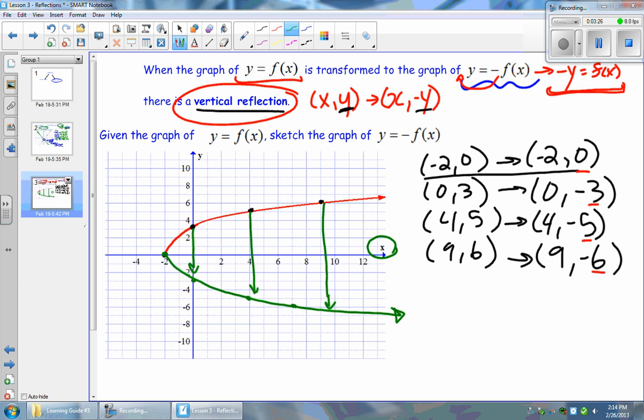Also notice, were there any points that stayed the same under this transformation? Well, it was that point right there, which is the x-intercept. That is an invariant point. It's a point that stayed the same under the transformation. And actually, that's going to be the same case for all types of graphs. When you vertically reflect it, all the zeros, all the x-intercepts are going to stay the same. And so that's my lesson on vertical reflections.